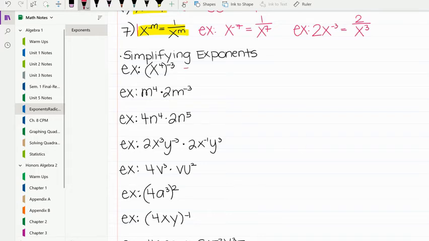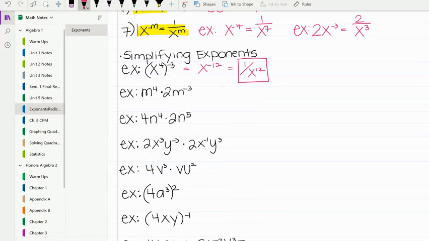So I know I just multiply them. So I would get x to the negative 12th because 4 times negative 3. And I'm almost done, but I know I can't have a negative exponent. So I'm going to rewrite it as 1 over x to the positive 12. And now that is okay. So then that would be my answer.